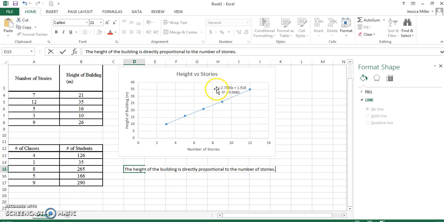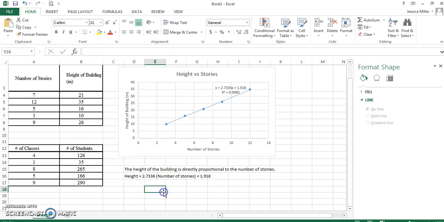Now, let's talk about this equation. Y equals 2.7336x plus 1.918. We need to talk about what those variables might mean. Well, if I wanted to write a literal equation for this, my y variable is the height. So it should actually be height equals 2.7336. X, my x variable, is the number of stories, plus 1.918. This should make a lot more sense.